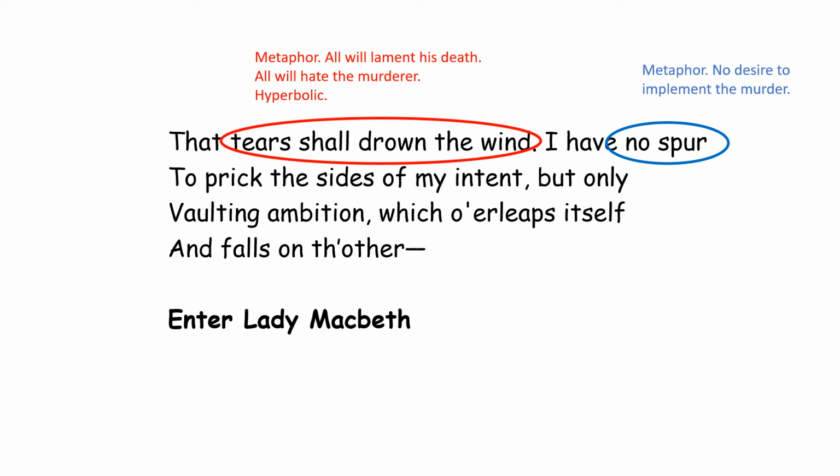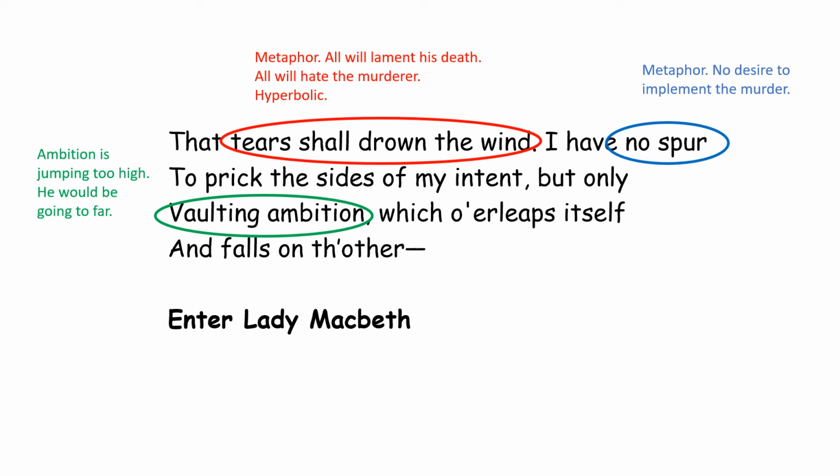Once he has decided to do it, he'd have to ride that roller coaster until the very end. And he knows that the end of that story is not going to be good for himself. So he has no spur to prick the sides of my intent, but only vaulting ambition, which overleaps itself and falls on the other. The words vaulting ambition there shows us what his reasoning for killing the king would be.